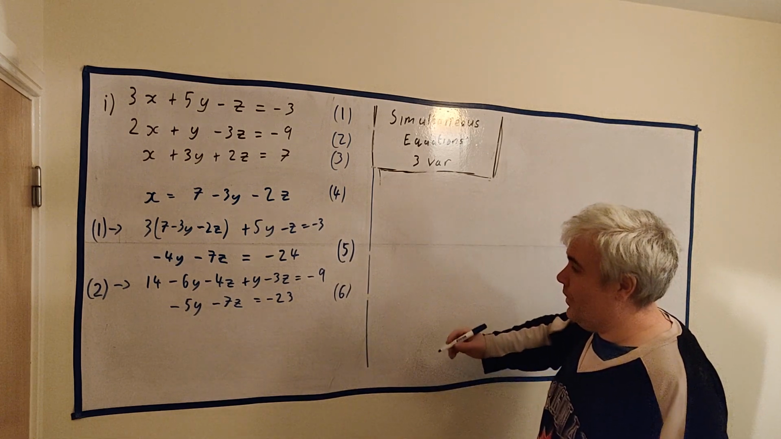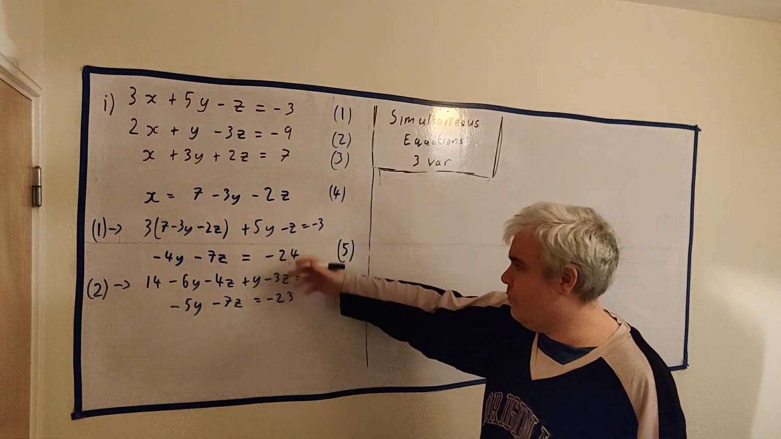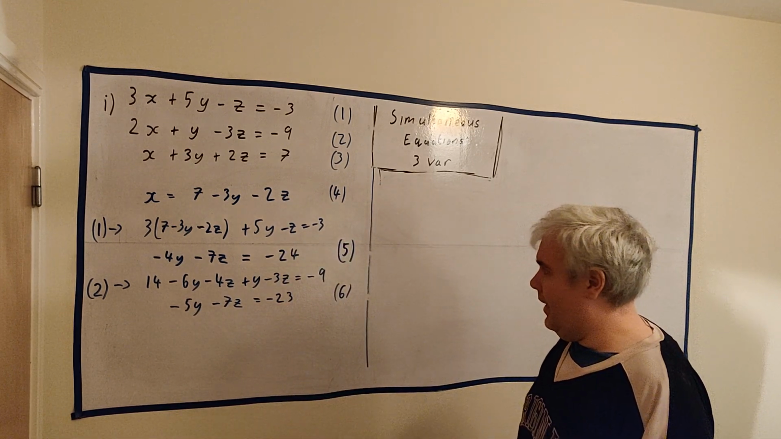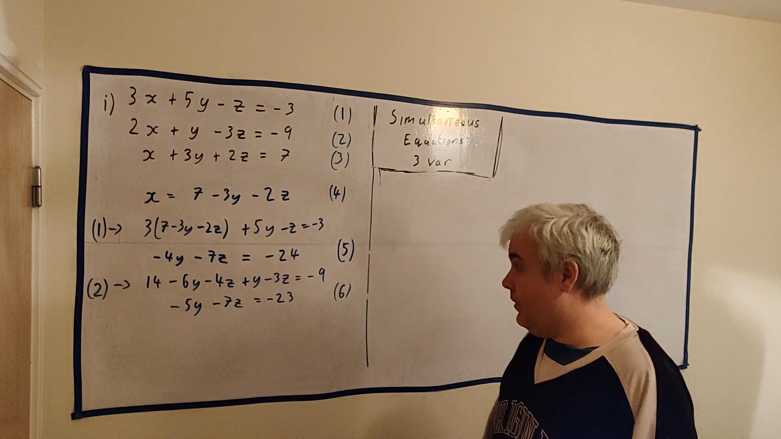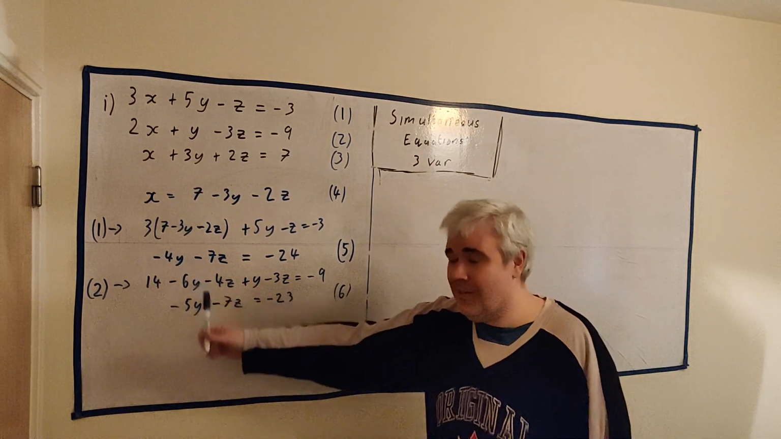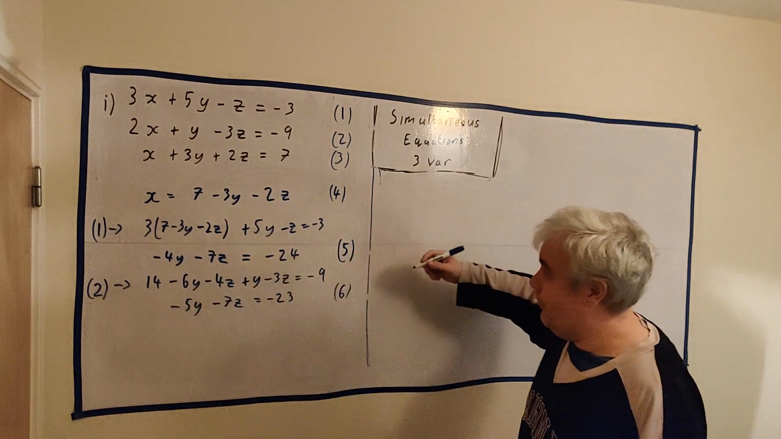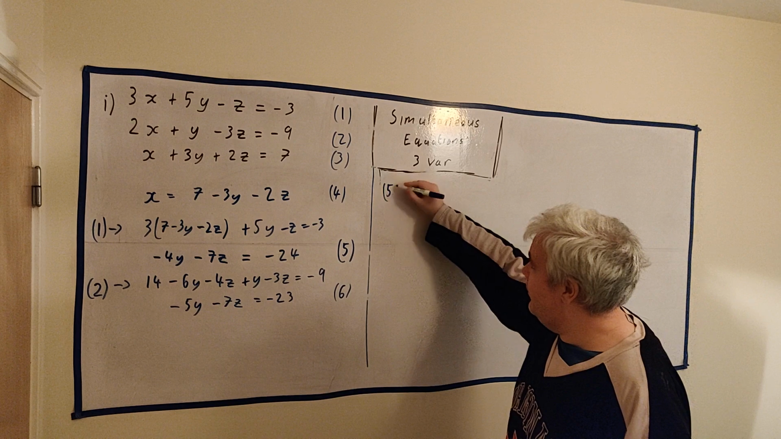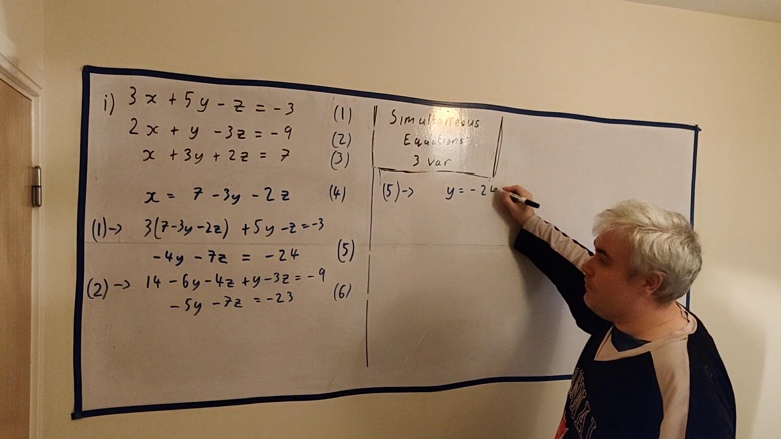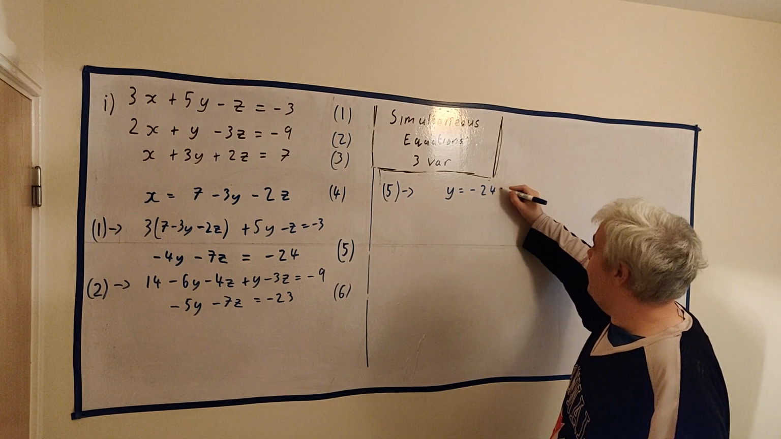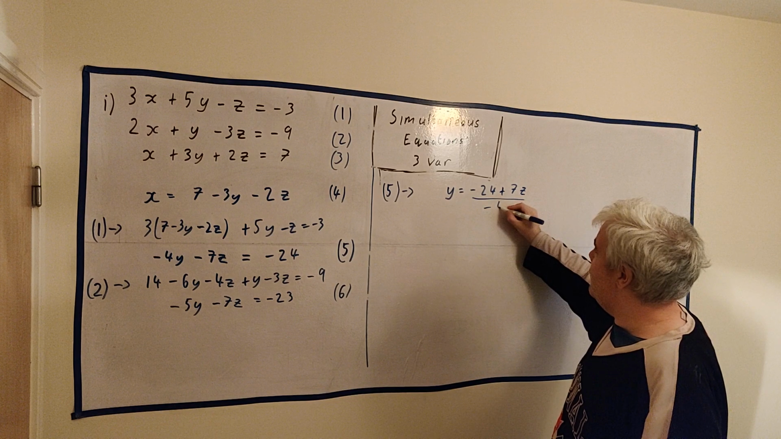I think I should have room here. Let's pick which one. They both look nasty. Does 7 go into anything? 4 will divide in, not the both of them. Nah, it's going to be nasty no matter what I do. So let's just pick y from equation 5. Let's just get y equals minus 24 plus 7z divided by minus 4.